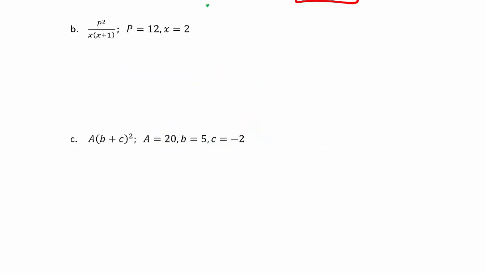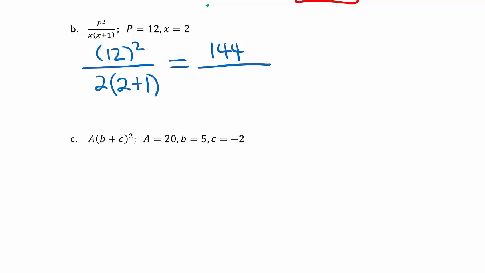We can do the same thing in examples B and C. Let's see, P is 12 and X is 2. So I plug those numbers in. The fraction bar is like a grouping symbol. I have to actually do the computation on the top and on the bottom, and then finish by dividing.